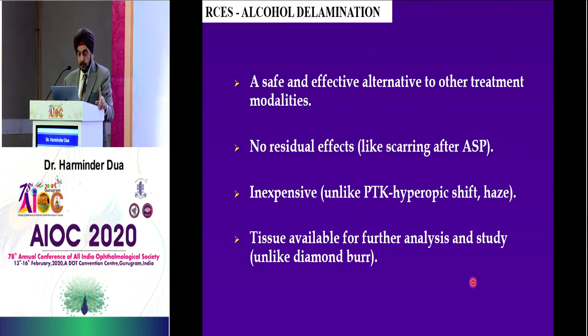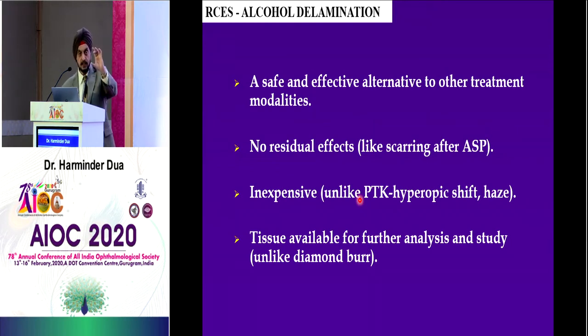So this alcohol delamination for recurrent erosion is a very safe, effective alternative to other treatment modalities. There's no residual effect like scarring, which we always see with anterior stromal puncture. And unlike PTK, it is inexpensive and does not induce a hyperopic shift. So in PTK, you are supposed to take about 5 to 7 microns of the Bowman's layer. And if you do that once or twice, then you've gone quite a bit into the stroma.